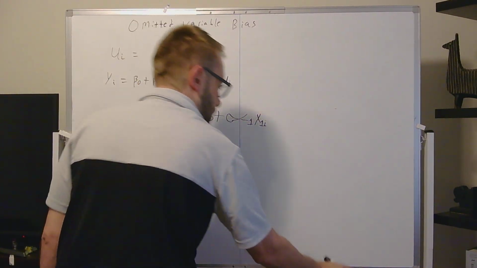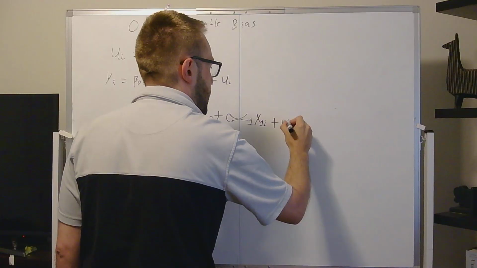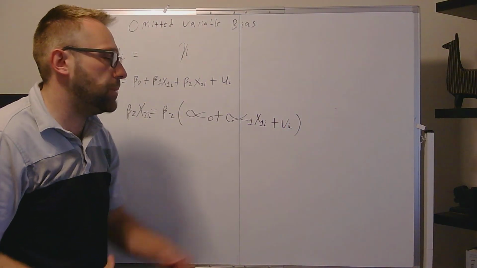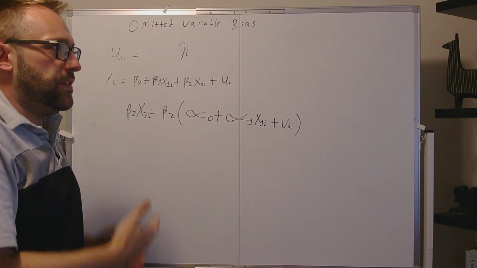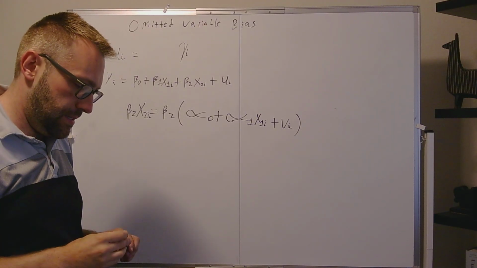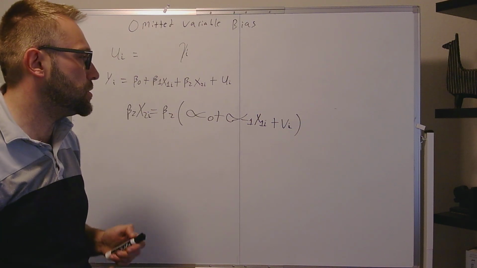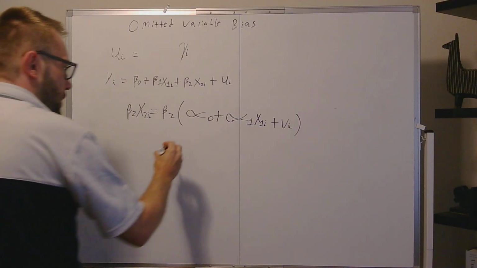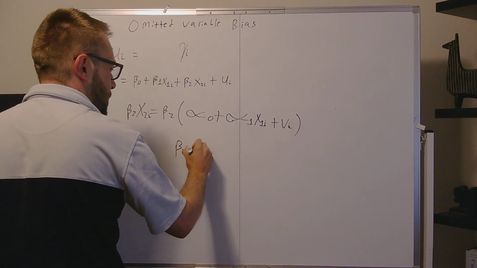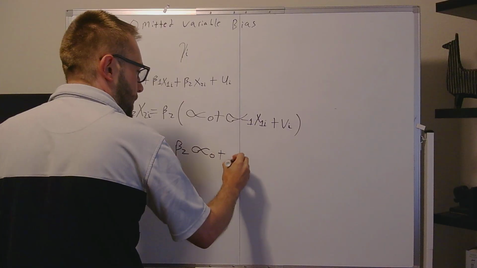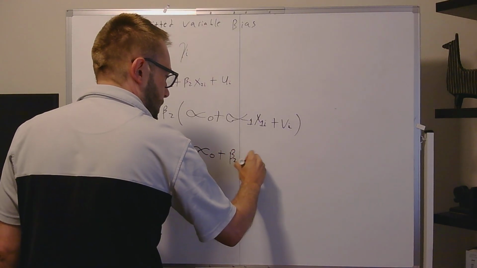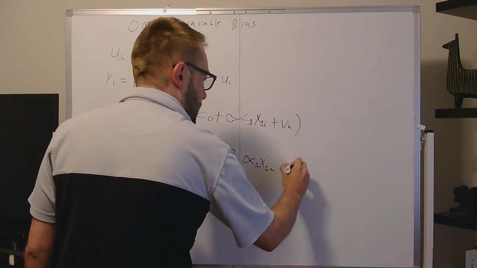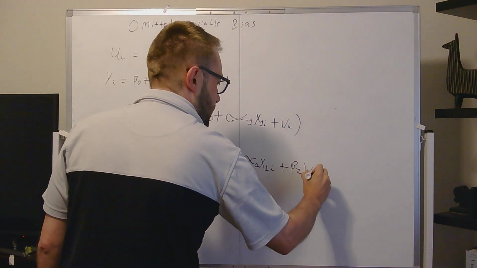And then finally, we add some sort of error term here, or basically just some vi. It's not necessarily an error term, it's a random term. So when we multiply this out, this would be beta 2 alpha naught plus beta 2 alpha 1 x1i plus beta 2 vi.